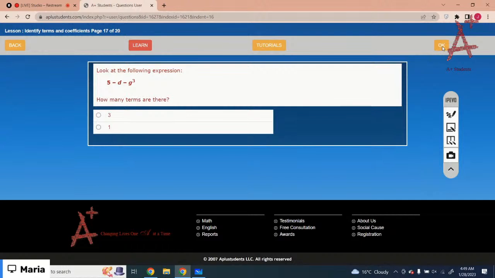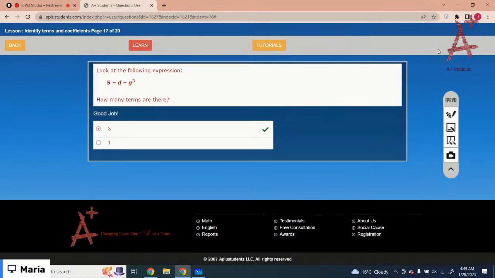Okay, look at the following expression. How many terms are there? Yes, we have just three terms here. Got it? 5, negative d and negative g square. So you have three terms here.